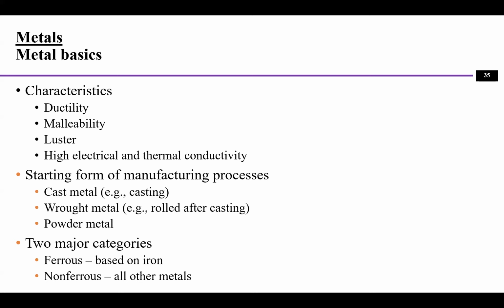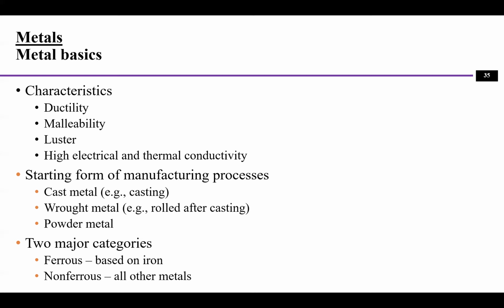And typical starting point of the manufacturing process can be cast metal or raw metal or the powder shape, right? Powder shape can be, for example, metal 3D printing. Typically, we are starting with the metal powders.